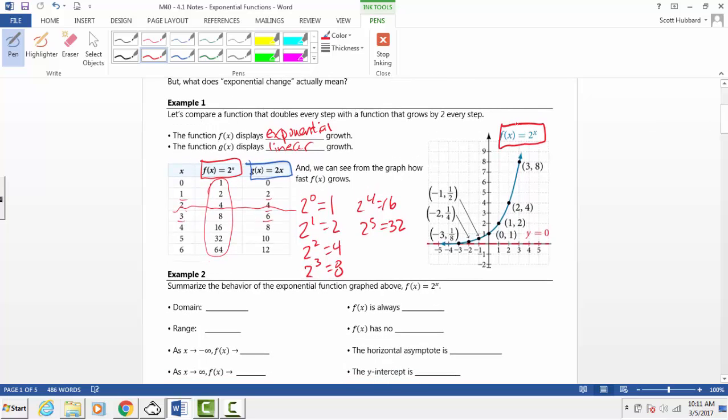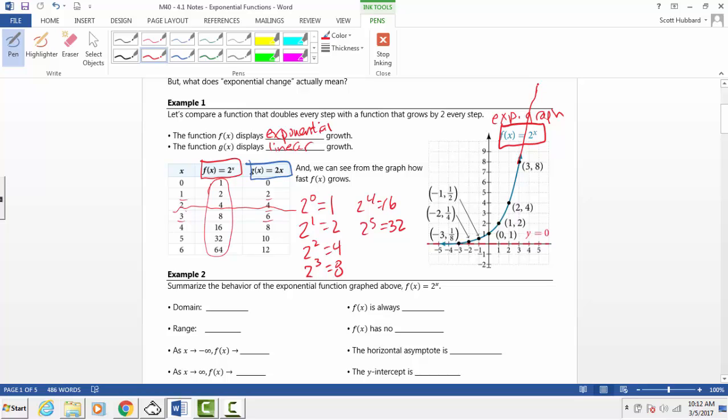This is the graph of 2 to the x, so this is an exponential graph. And you can see that it goes really, really fast. It starts to almost be vertical. And if I plotted the next point, 4, 16, it'd be way up here. And it just goes really, really fast.